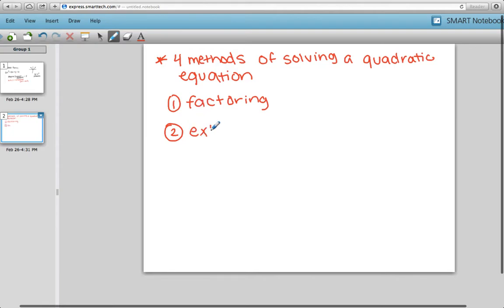The next one is extracting roots, and again, I feel that that one's pretty easy, and the reason why is because the majority of you have been extracting roots in this class already, and you just don't realize it. We haven't titled the process of what you've been doing. The next one is completing the square. Now, completing the square is not a method that I like to teach. The reason why is I believe that it's a little confusing and it only works sometimes.